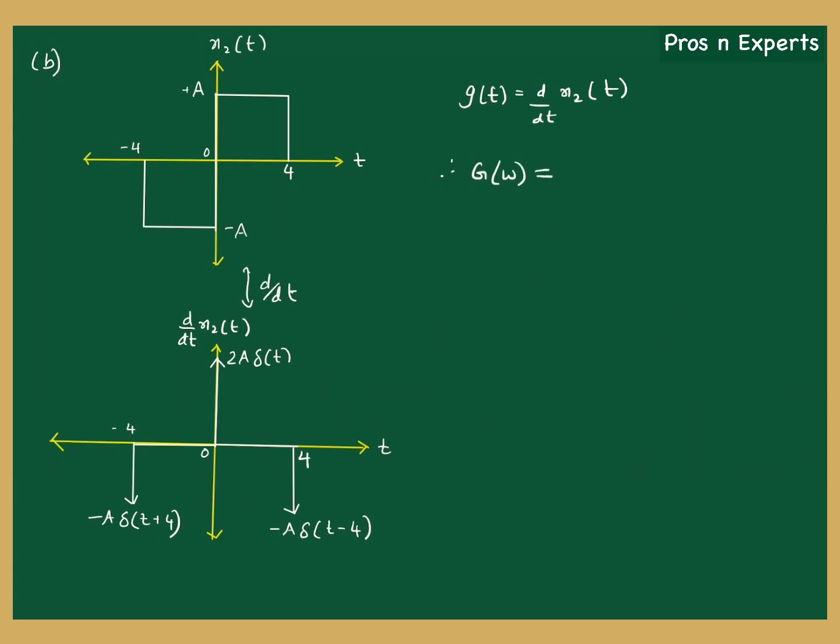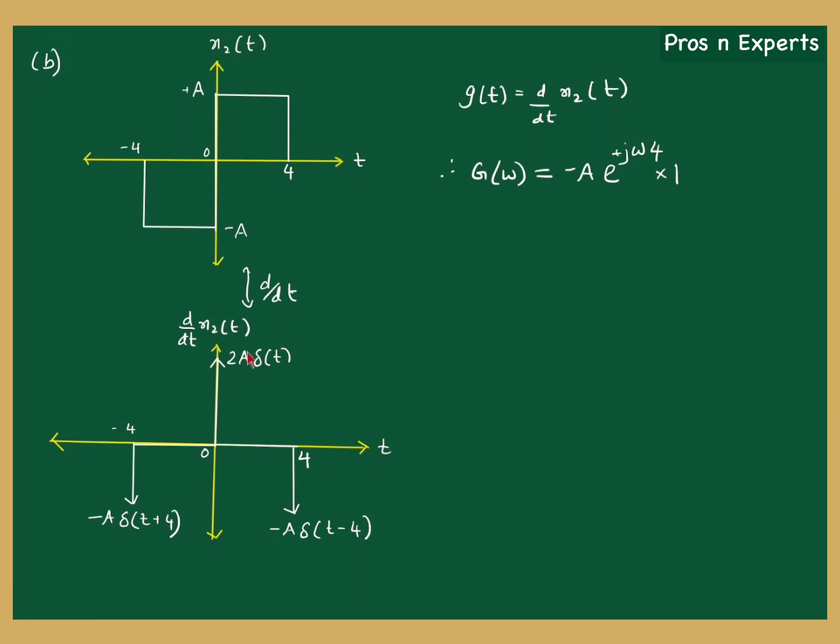G of omega is very simple, because we have only impulse signals, shifted impulse signals. Applying the property of time shifting, what is the transform of this impulse? It is -a into e raised to plus j omega 4 into 1. Why e raised to plus j omega 4? Because it is time shifted by 4 units. So e raised to j omega 4 into the Fourier transform of del of t, which is 1. That is the Fourier transform of this impulse.